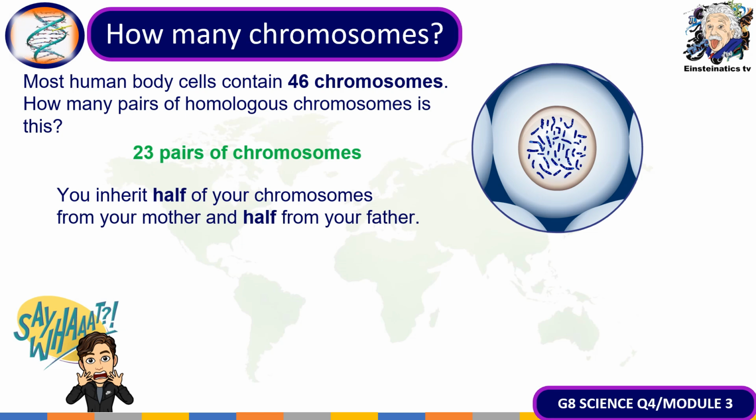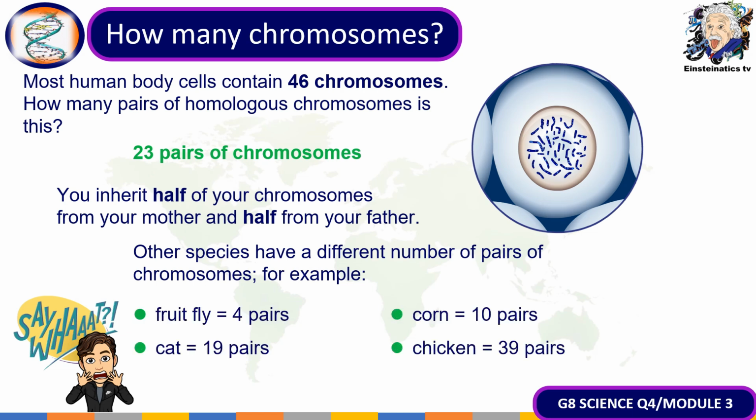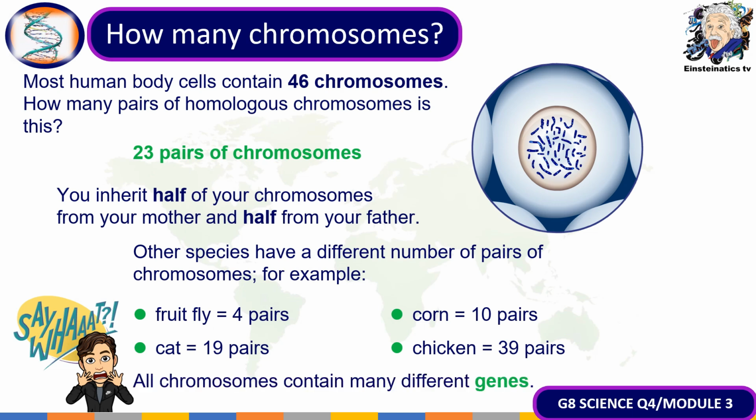So, you might be thinking, lahat ba ng mga organisms is merong 46 chromosomes? The answer is no. So, titingnan natin, different species have different number of chromosomes. So, if we are going to look at this one, yung fruit fly has only 4 pairs, yung cat has 19 pairs, corn has 10 pairs, and chicken has only 39 pairs.